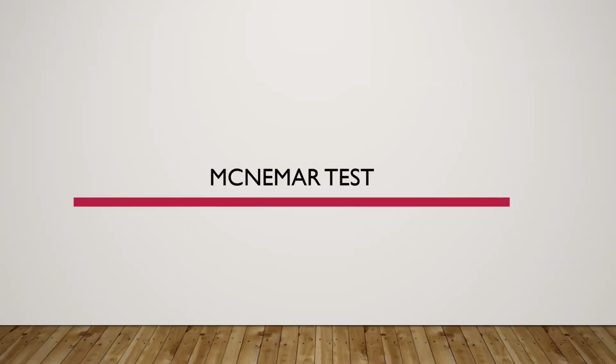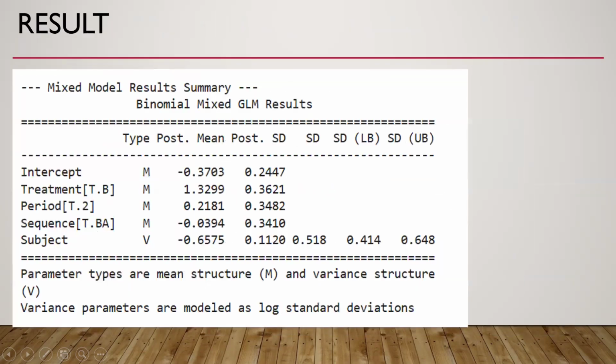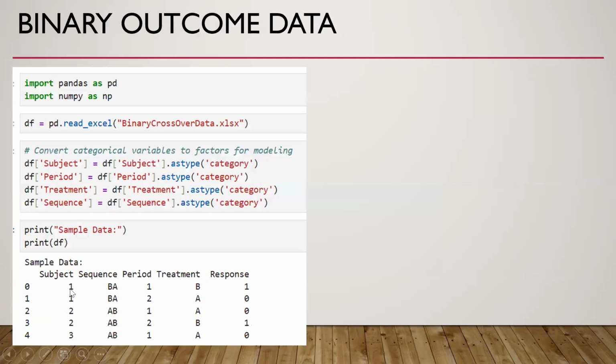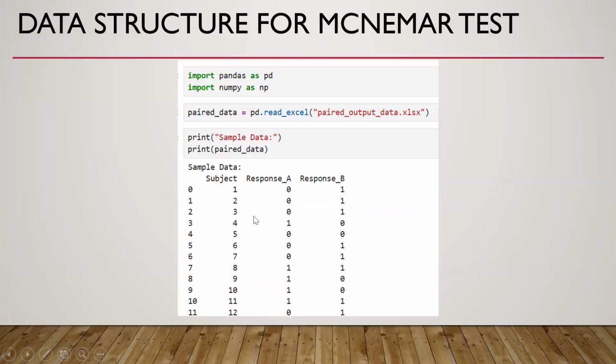Now we can apply the McNemar test also for binary response. I have rearranged the binary data in this form. Here I have written subjects, and for each subject we have response A and response B. The data is the same as I showed previously. In that data, subject 1 for treatment B has a positive response, and subject 1 for treatment A has a negative response. So the data is similar; I just rearranged it here. For subject 1, response A is 0 and response B is 1.